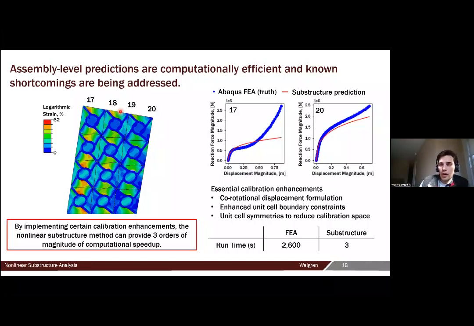But what I want to highlight here is, even though I'm showing you objectively poor results, we can attain a 3 order of magnitude reduction in computational cost. And that's agnostic of the calibration accuracy. So I believe that if we fix these 3 things and implement these 3 algorithmic improvements, we will still get this 3 order of magnitude reduction in computational cost, but with much higher accuracy. And that's really what I'm doing in my first few months at AFRL, implementing these enhancements and testing out that hypothesis.